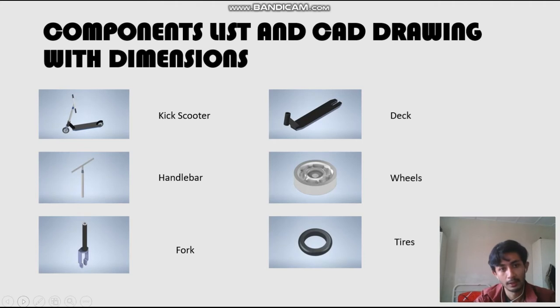Okay, this is a component list, and the CAD drawing will be mentioned on the next slide. The first one is the KICS scooter, then the handlebar, fork, deck, wheels and tire. This is the drawing that I drew.